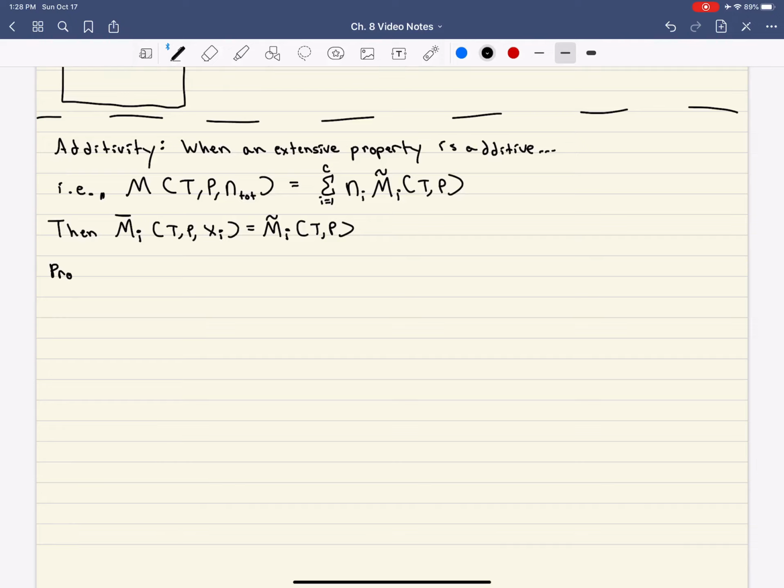And for a quick proof on the applicability of this relationship, we know that the partial molar quantity is just equal to the partial derivative of the total molar property with respect to N_i at a constant T, P, and constant moles of species that aren't the ith species. For M, we could plug in this relationship. So we get the derivative with respect to N_i of the summation of N_j M_j. Actually, the indices here should be different because we're looking at more than just the ith species.